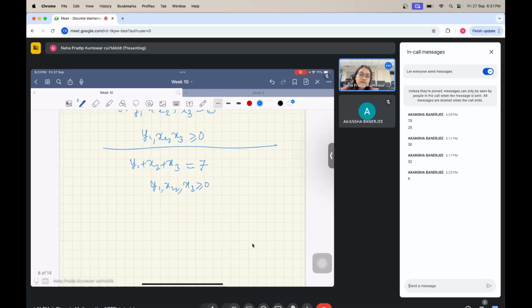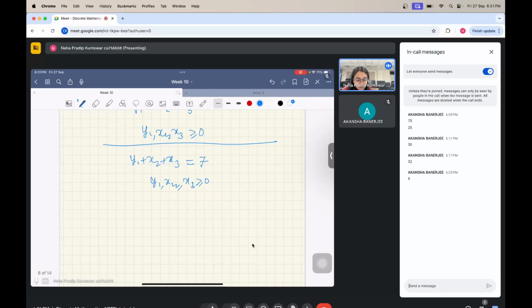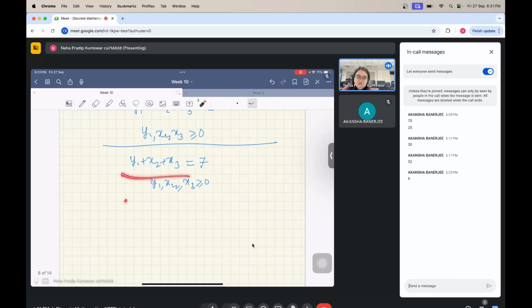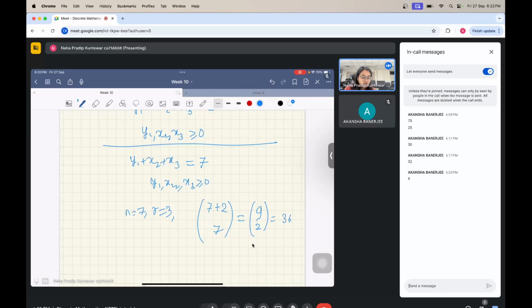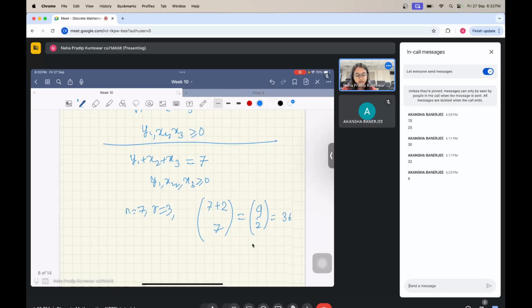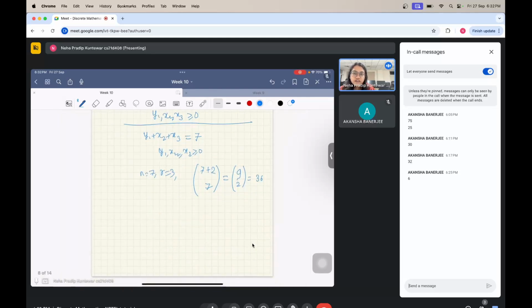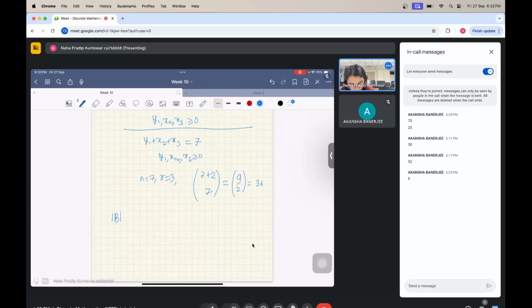And this is something that we know how to solve. This is something that we did just now. This is nothing but your stars and bars problem, where n is 7 and r is 3, and we know the answer for this is n plus r minus 1, choose r, and this happens to be 9 choose 2, and this is 36. Okay, and now what can you say about size of B and size of C?